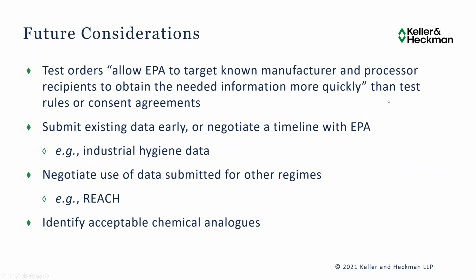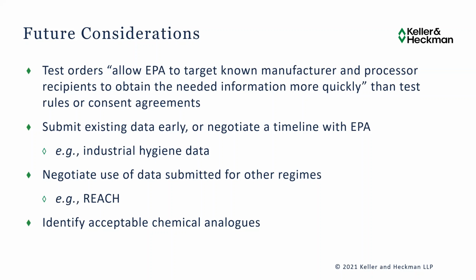So what are some other considerations for the future? Giovanni noted that EPA decided to use test orders because it felt that if it used the test order, it could generate this information faster than if it did a test rule or negotiate a consent agreement. And that's certainly true based on the timeline that we just talked about.